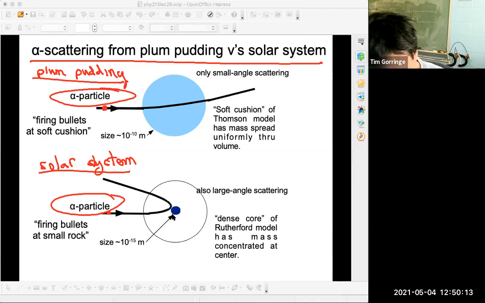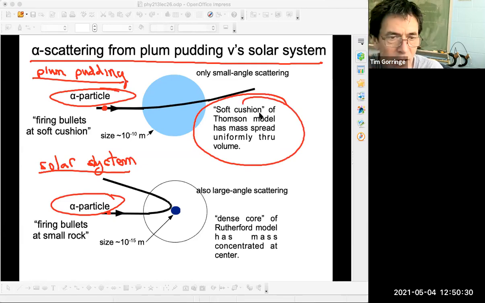Well, when you fire bullets at the cushion, the bullets just pass through the cushion and they're barely deflected. And so you just see slightly deflected alpha particles in the case of a plum pudding model of the atom. And when you fire bullets at the solar system atom, what do you see there?